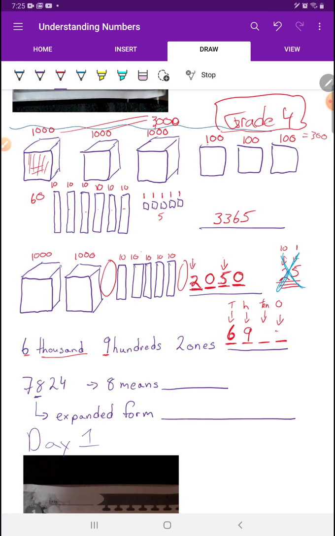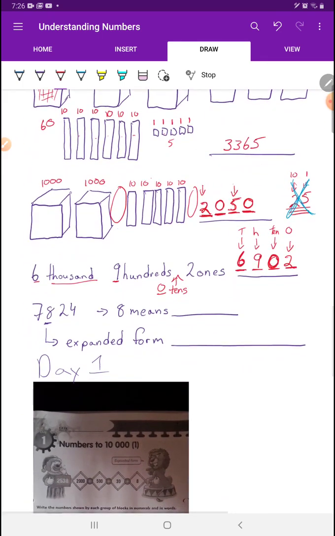We have 2 ones, so I'm going to put the 2 in my ones place, which means I'm left with 0 tens. Because I don't see the word tens, I'm supposed to have the word tens, but I don't, right? That means I have 0 of them. There's no tens. Okay? This one we already talked about up above, but what does the 8 mean?